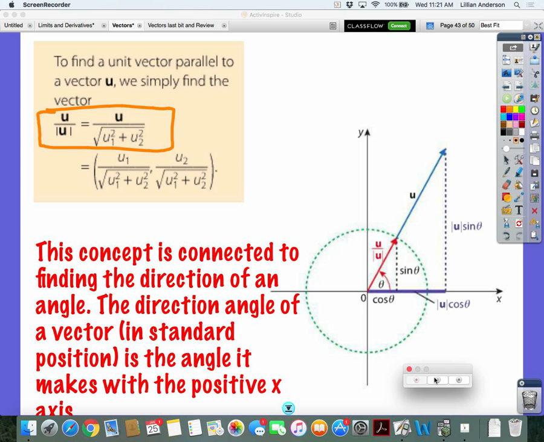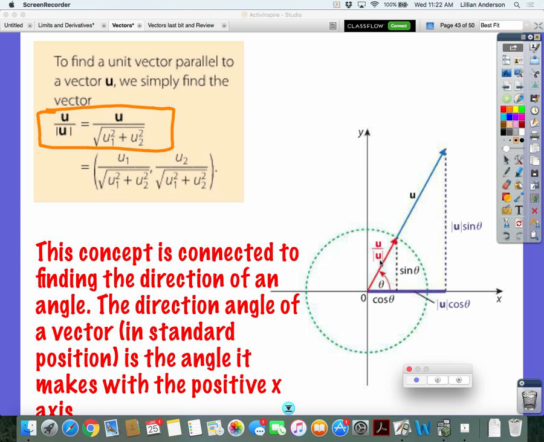We need one more. All right, now this concept of a unit vector is connected to finding the direction of an angle. The reason why it is connected is kind of flashing back into your unit circle days, okay? Now, as you can see in this diagram, the green dotted line does indeed represent your unit circle. And what was the radius of your unit circle? You guys remember? It was 1. So basically, the magnitude of your unit vector is actually going to equal 1, okay?